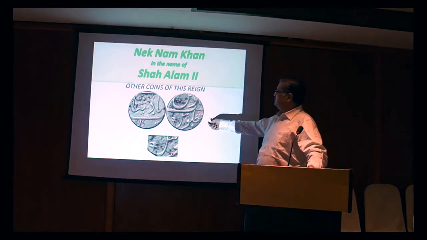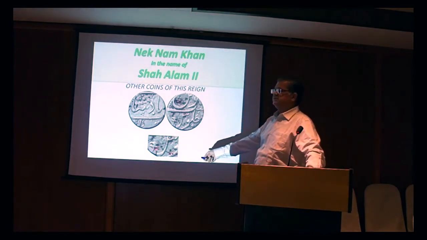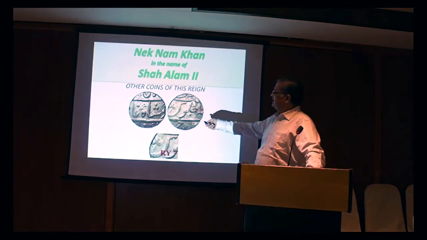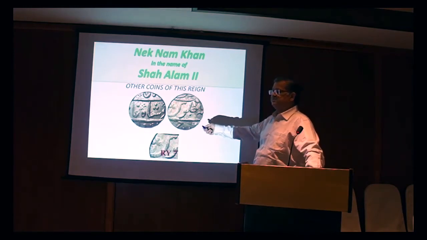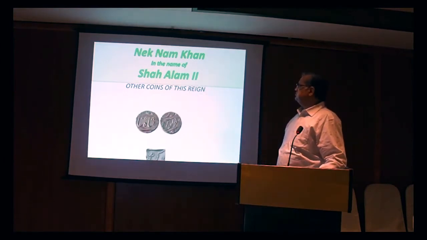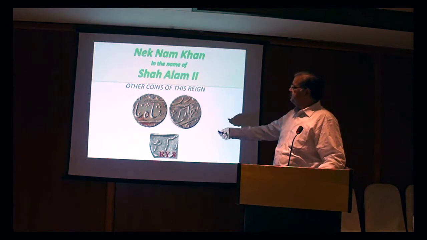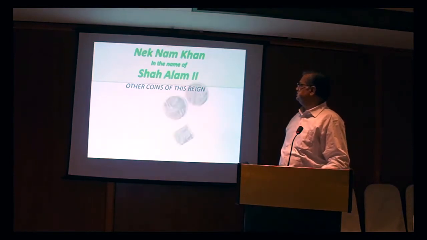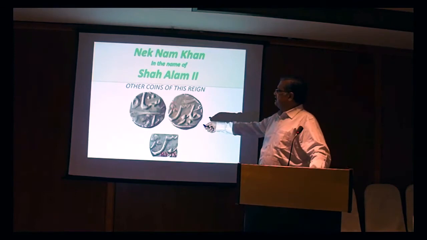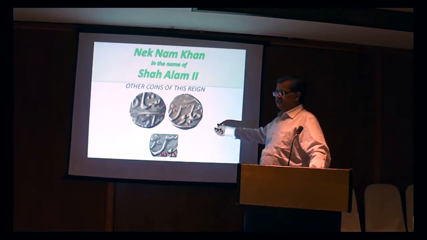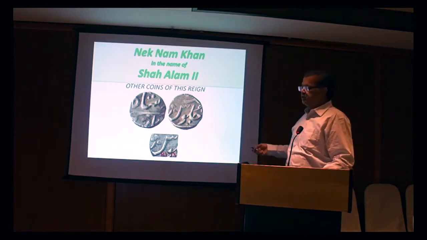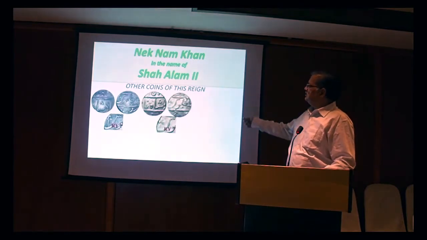This one has RY2, which is a symbol almost similar but different. RY7, again very similar but a little different. RY8, again very similar but a little different from the other ones. Again the same, a little different. One is very clear, so it could be 1x, and his RY would go up to around 12 in the reign of Shah Alam II. So it could be 10, 11 or 12. So these are all the coins.